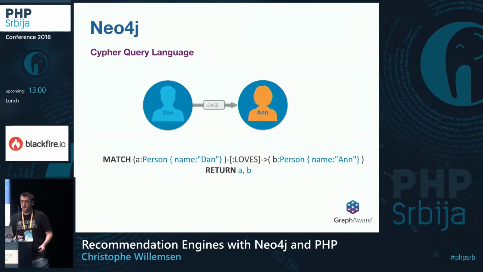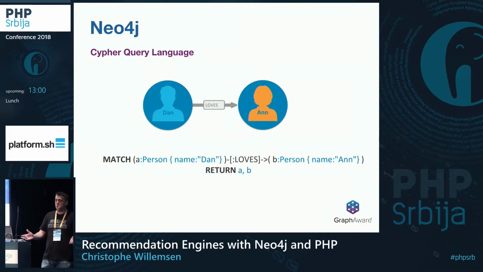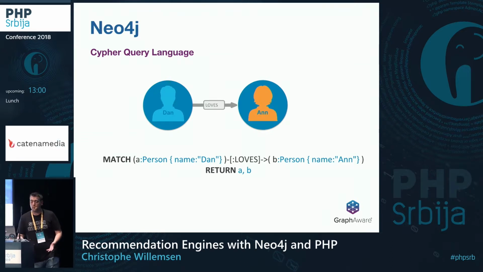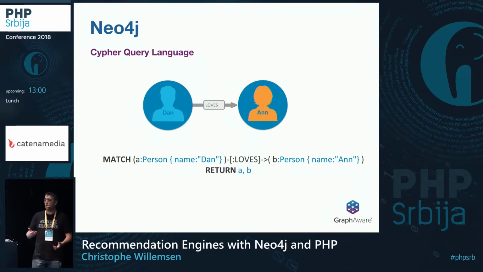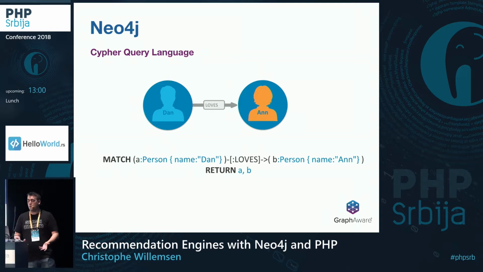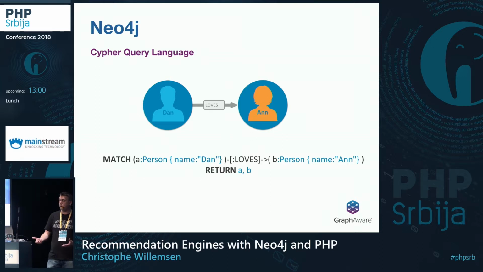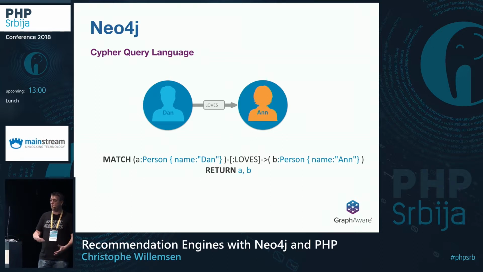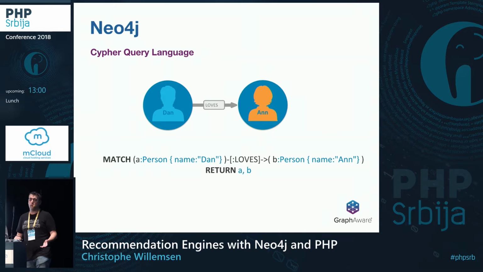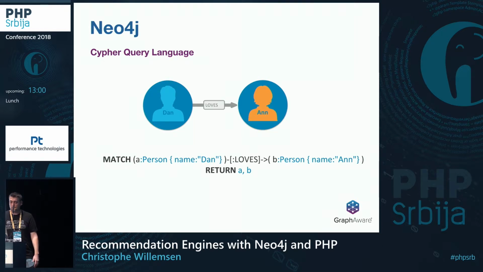So here, match is like a select. Between parentheses is the node and additional elements you want to add to find a specific node. Here, I'm looking for a node with a label person and a name property with value Dan. This node must have a relationship with type loves to another person with name Anne. Return me what you find. Very convenient way of querying graphs.